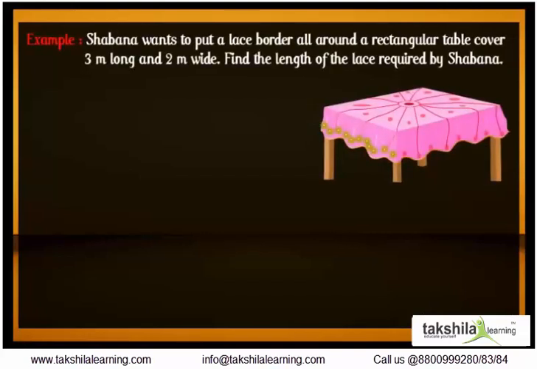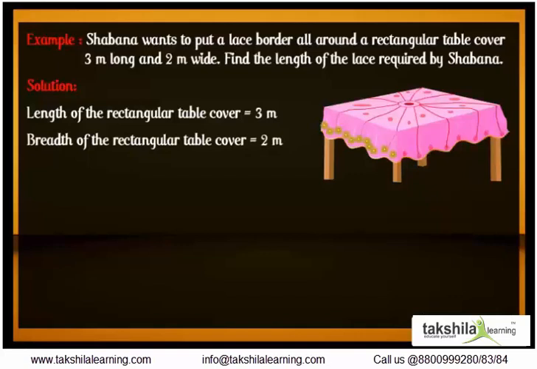Let us see this by an example. Shabana wants to put a lace border all around a rectangular table cover 3 meters long and 2 meters wide. Find the length of the lace required by Shabana. Length of the rectangular table cover is equal to 3 meters. Breadth of the rectangular table cover is equal to 2 meters. Shabana wants to put a lace border all around the table cover. Therefore, the length of the lace required will be equal to the perimeter of the rectangular table cover.